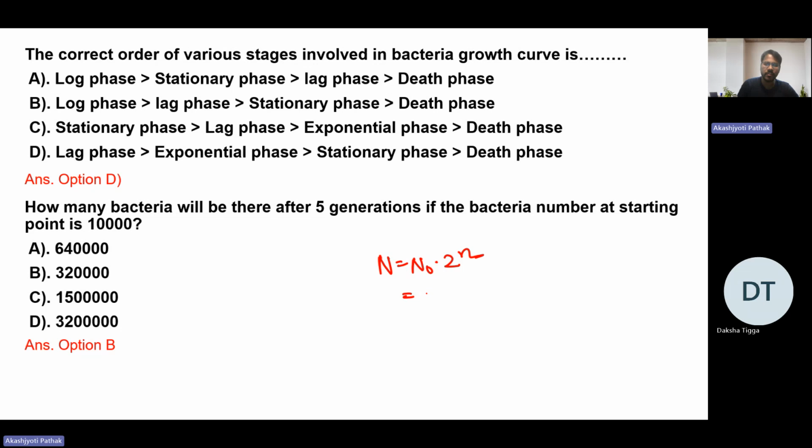So the initial number of bacteria is 10,000. Okay, and then what is the number of generations? 5. So that is why the answer is 32. Okay, 1, 2, 3, 4. So it is 32 lakh 20,000. So this is the number of bacteria that will be formed after 5 generations.